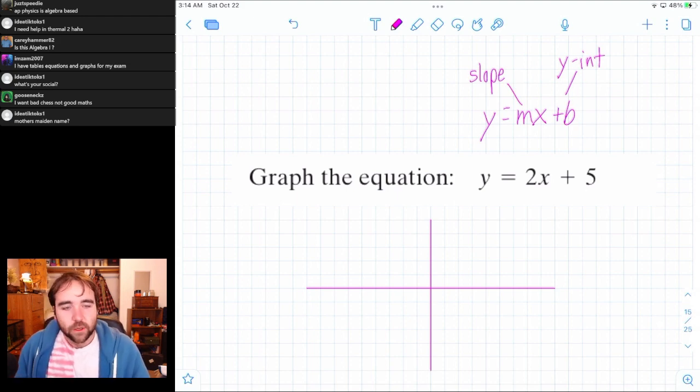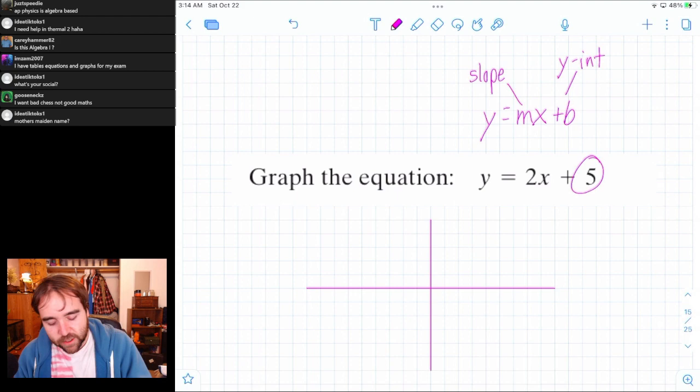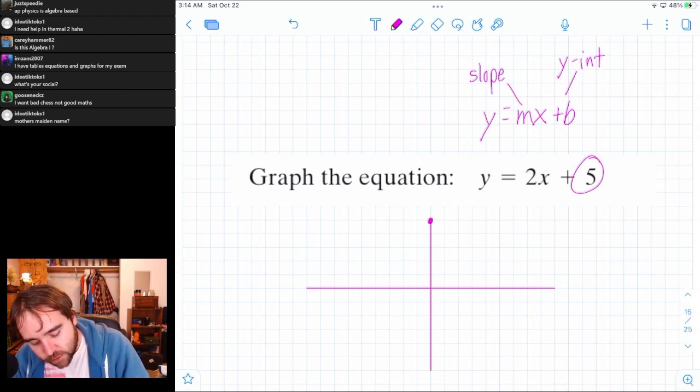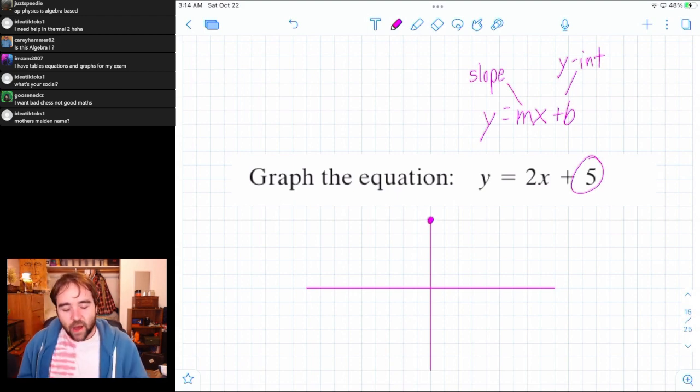And that's really the best way to do it. So we see here the y-intercept is 5. So that means we have this point right here, 5 on the y-axis. And then the slope is 2. So what is the slope?